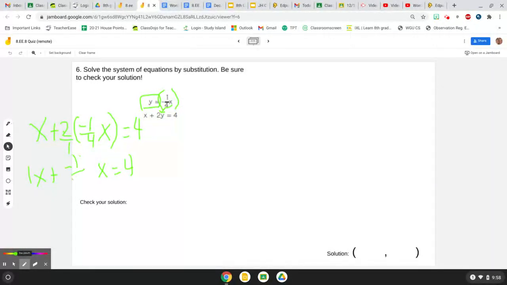So that's really like -1/2. So just simplified there, I have 1 plus a -1/2 x. Okay, so if I have 1, they're both x's, so they're like terms, so I'm going to combine them. But 1 minus 1/2 is going to just give me 1/2. And that's still an x, and I still have equals 4.